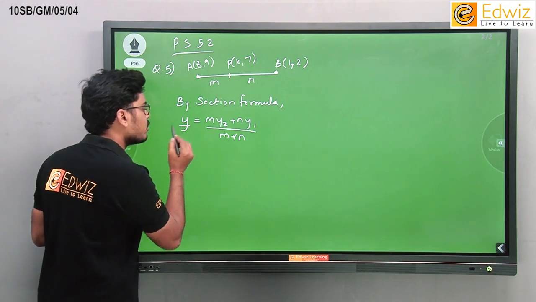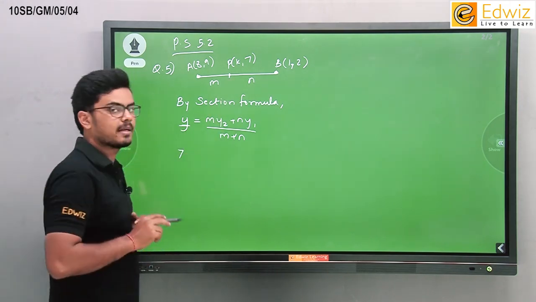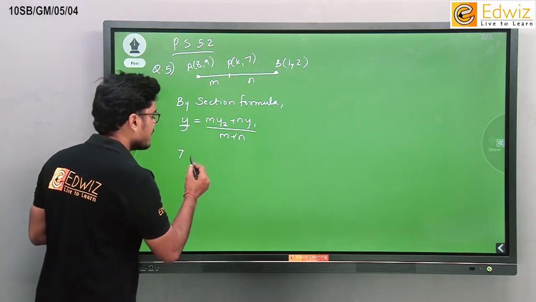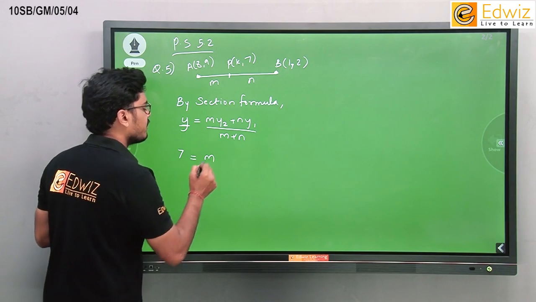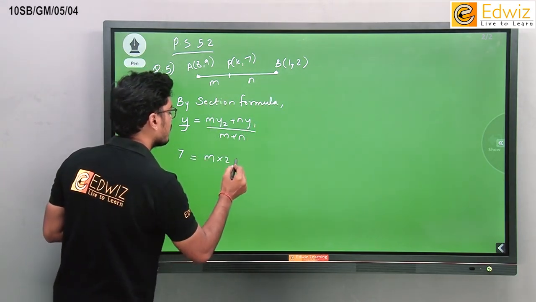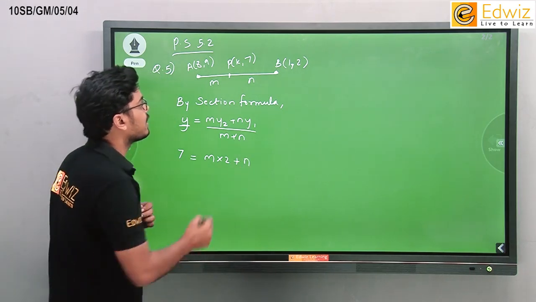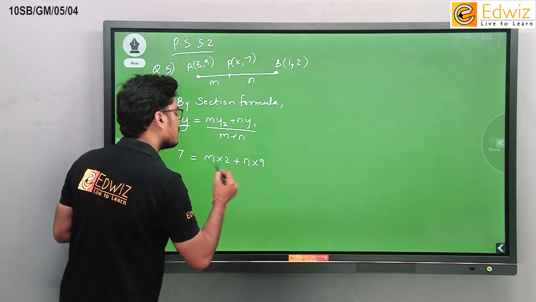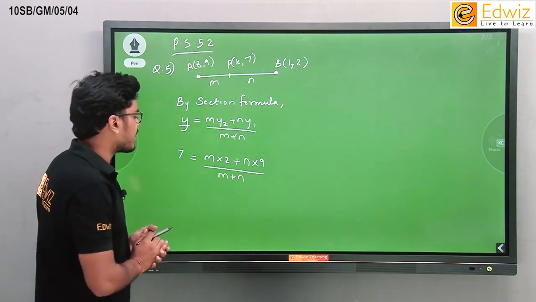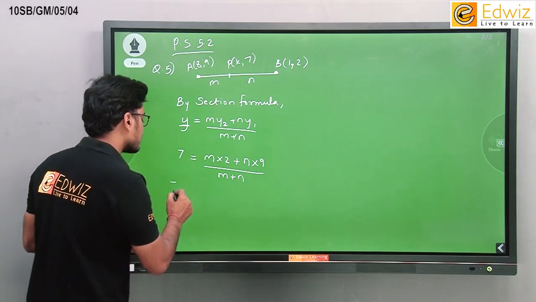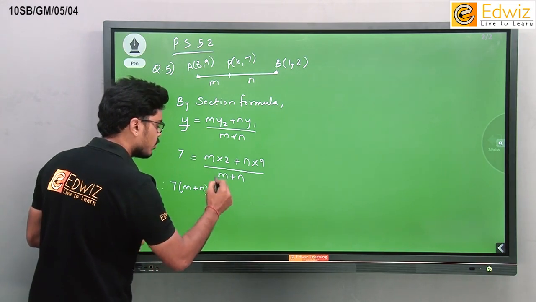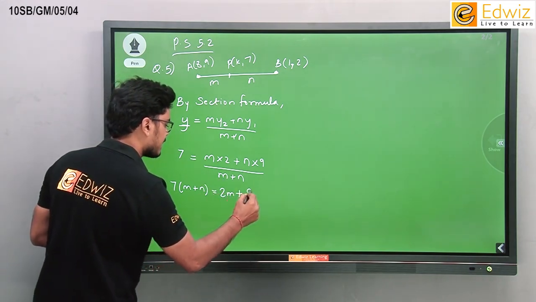So this is already known to us, that is 7, the coordinate of the point that is dividing the line. So 7 is the y coordinate, equal to m, we don't know, times y2, which is 2, plus n, again we don't know, times y1, which is 9, divided by m plus n. So this is the equation that we are getting. Cross multiplying here, 7 into (m plus n) will be equal to 2m plus 9n.